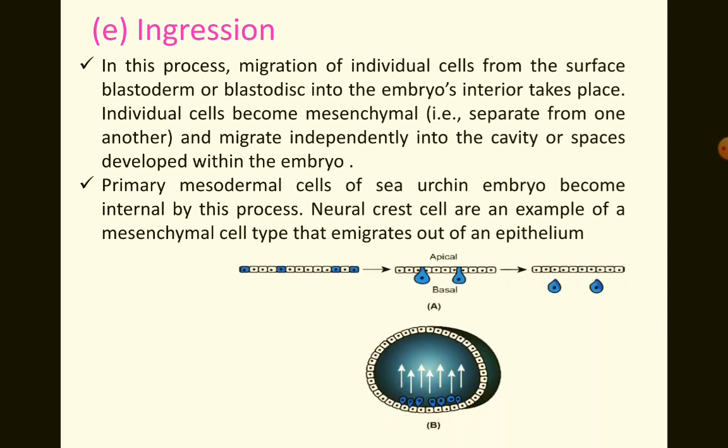So this is a representation of how exactly the ingression process occurs. Now you have a single layer of cells. From that, a few cells become mesenchymal, that is, they drop out of that layer and behave like individual cells, and these cells later move inside the embryo wherever they are destined to go. So they move independently and they may form a layer, or they may go to their respective places. Such movement is what is called ingression.